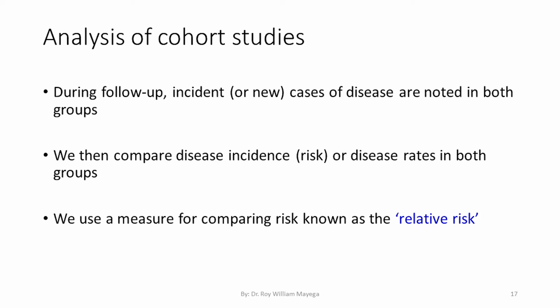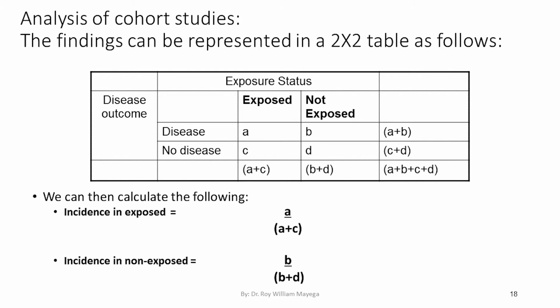So the findings from a cohort study can be summarized in what we call a 2x2 table. In a 2x2 table, on one side you have the exposure status. You have people who are exposed and people who are not exposed. And then on the other side, you have people who have the disease and people who don't have the disease. So you have a category of people who are exposed and they have the disease.